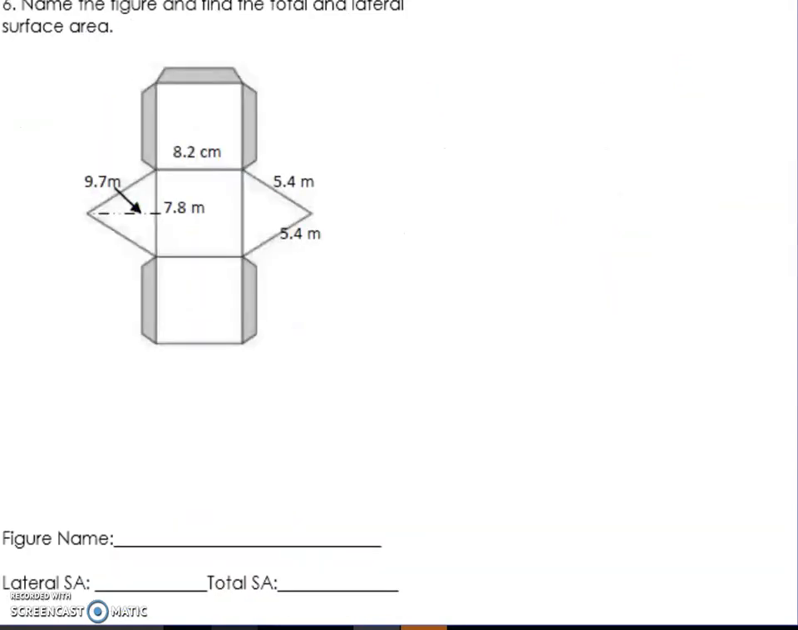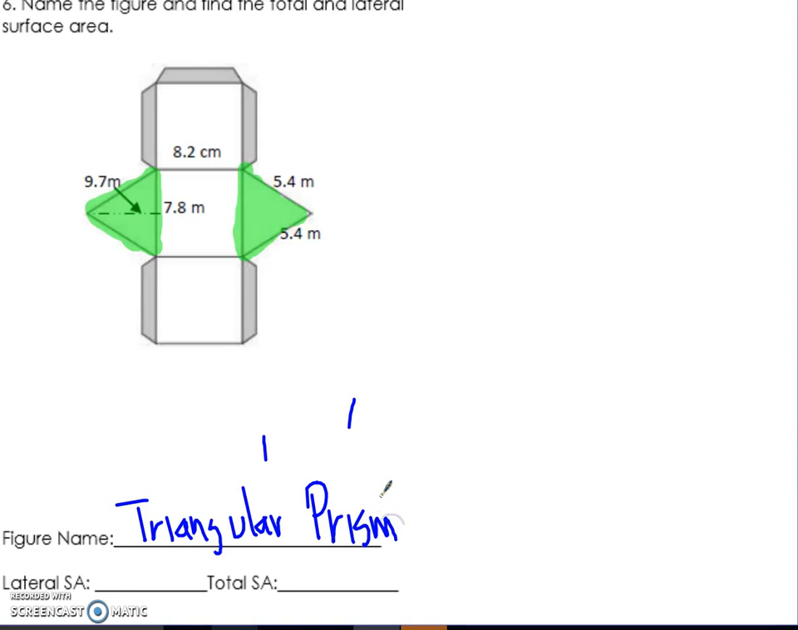Okay, let's take a look at the last one. First, we're going to identify our bases. The triangles are our bases. So we are going to call this a triangular prism. All right, so we're going to find the lateral surface area by base times height. So 8.2 times 5.4.